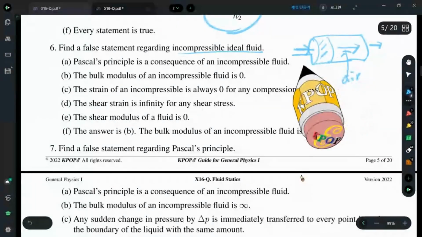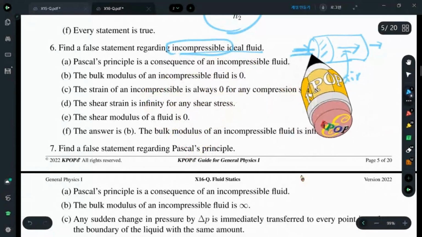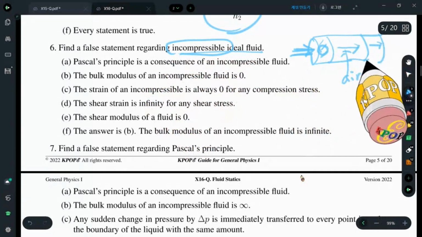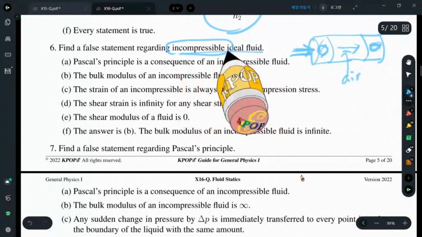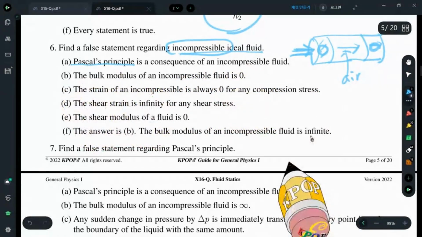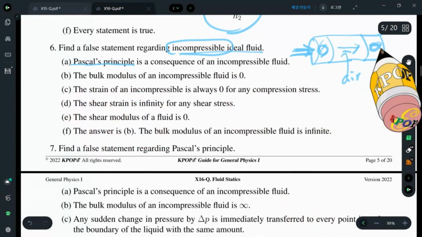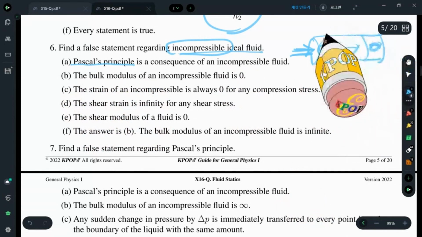However, if this is incompressible, as soon as I press, this amount will immediately come out on the other side. So incompressible fluid results in Pascal's principle, which transmits the force from any point of the liquid to any point inside the liquid, the same volume.